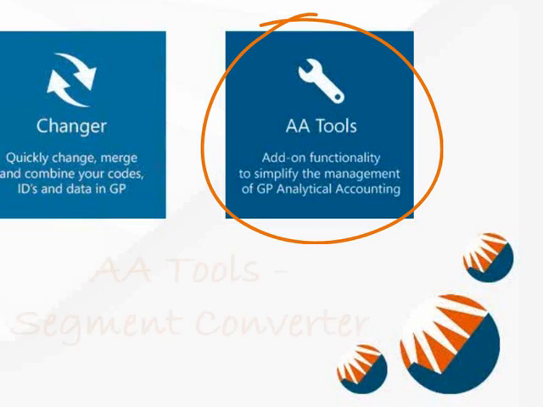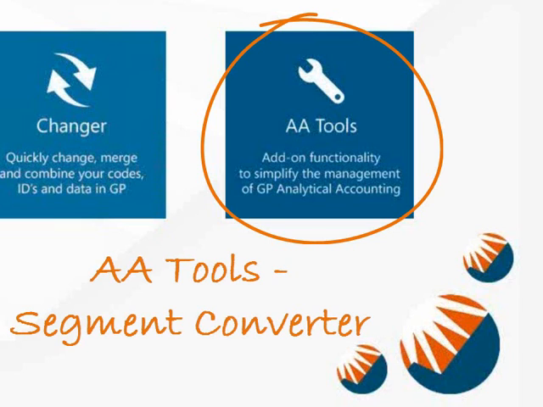We've got something here called Segment Converter. What Segment Converter does is it essentially moves, or copies is a better word, the transaction history associated with a chart of accounts segment to transaction history associated with an analytical accounting segment.